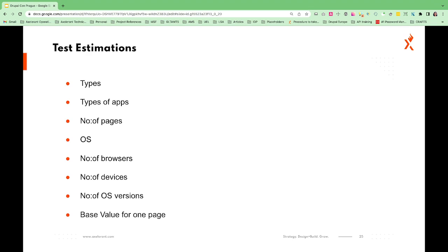Why have we included the number of OS versions? It's not mandatory that all people have upgraded to the latest version. They might have an older one, so we need to consider that as well in the test estimations. And the base value for one page: we have to keep a base value for one page, and depending on how many pages and how many types we have, that gets calculated. These are the test estimations we need to consider.